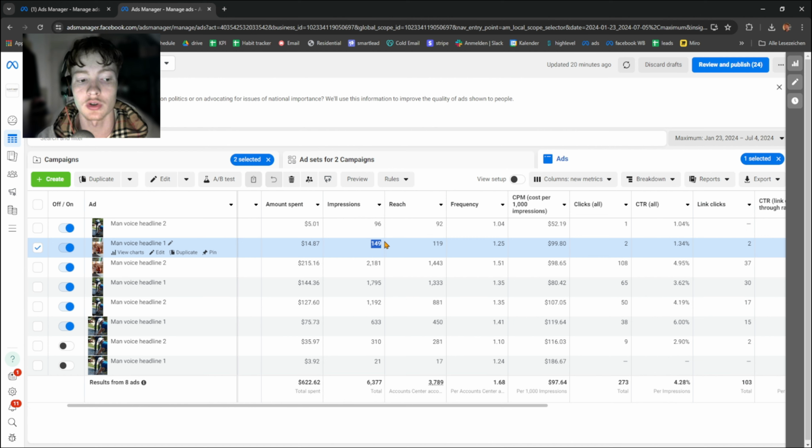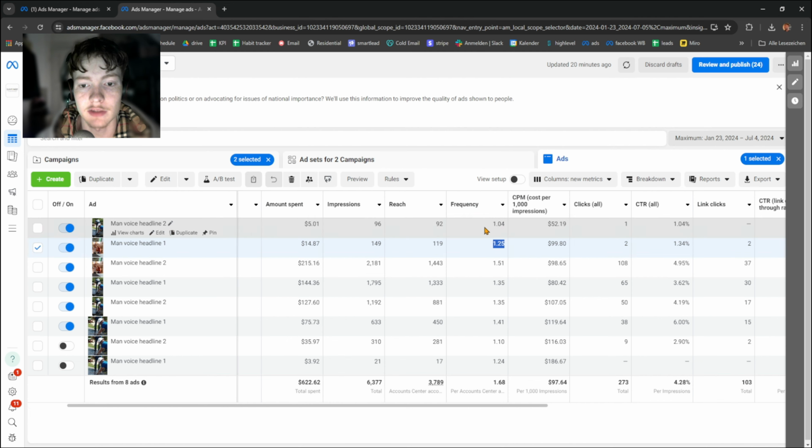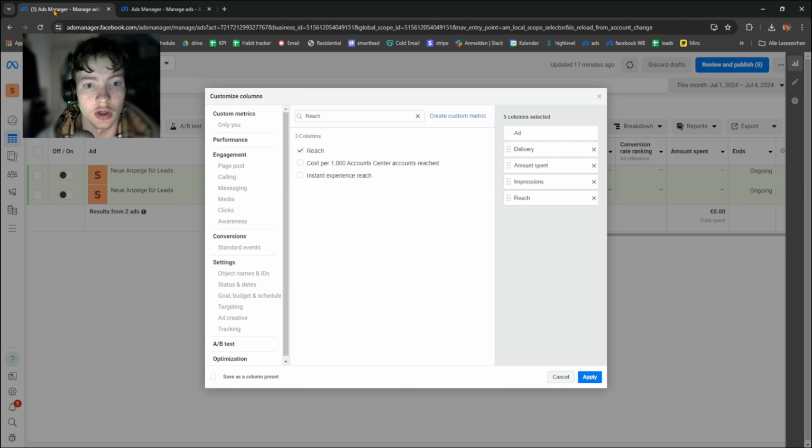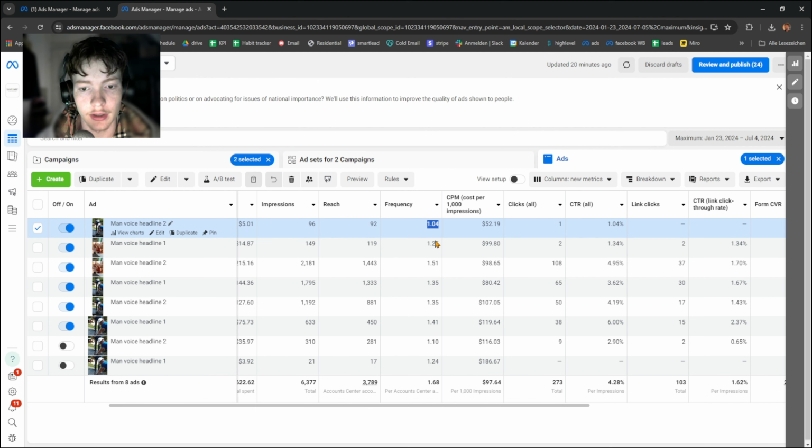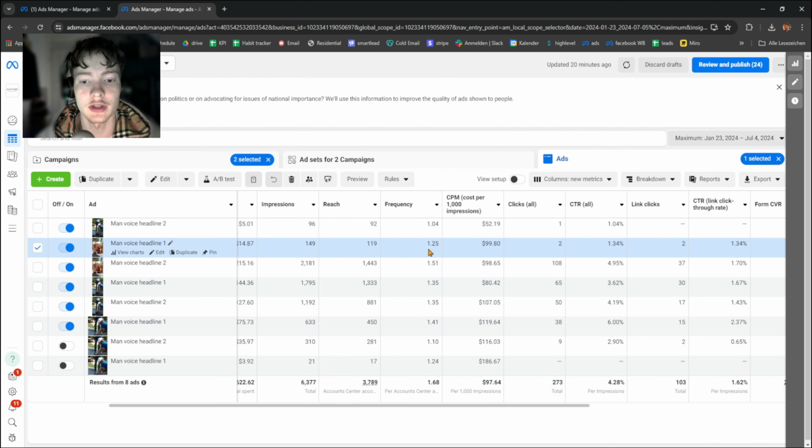And this is bad, because you want to show your ads to as many people as possible. And this also ties in with the next metric I want to show you, the frequency. So you go back in here, you type in frequency, you want to check this. What this shows you is basically the average number of times your ad has been seen by a single person. In this case, the frequency is 1.25. So on average, a person saw the ad 1.25 times.